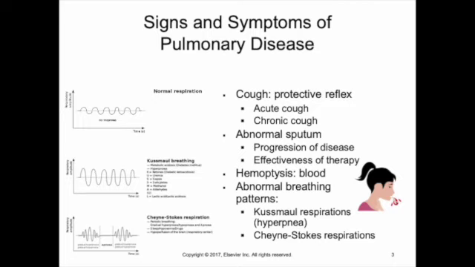Now, blood that is vomited, that is dark, has an acidic pH, or is mixed with food particles, this is hematemesis, and it's coming from the GI tract.